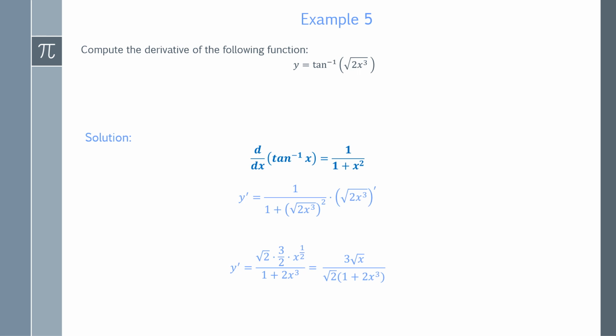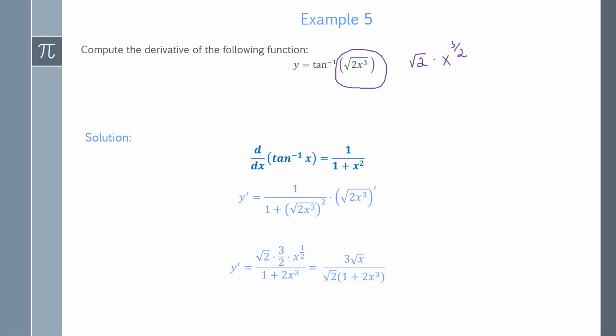The first step is to recall the formula, and it is 1 over 1 plus x squared. And now we recognize that the argument of this function is a function of x, so we will need to apply the chain rule. Now I'm going to rewrite that expression as square root of 2 times x raised to the power 3 over 2. And that will make it a little bit easier for me personally to compute the derivative of that expression.